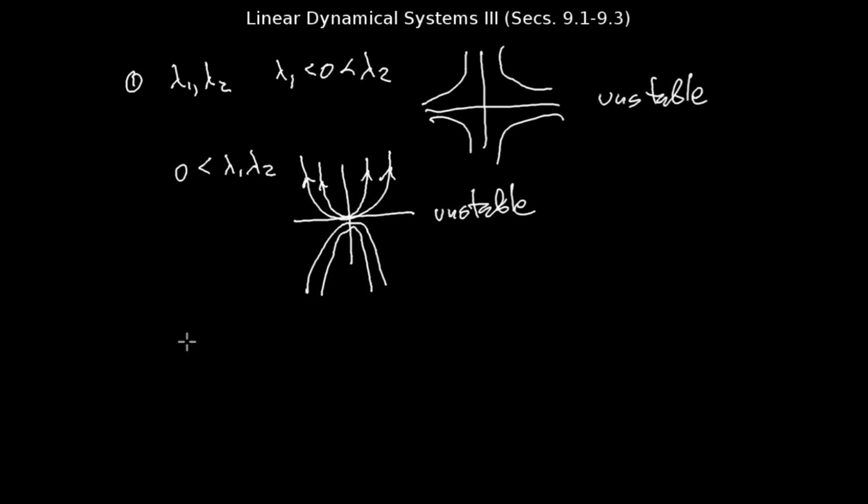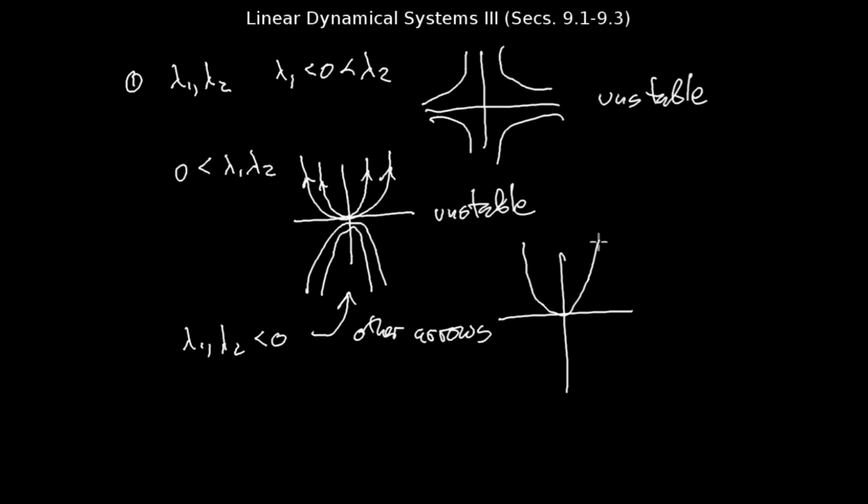And if you had the same thing where lambda 1 and lambda 2 are less than 0, well, it's the same picture, except you turn the arrows the other way. So the trajectories look the same, except the arrows are pointing in. And this kind of thing is asymptotically stable. So let's take a gander here.